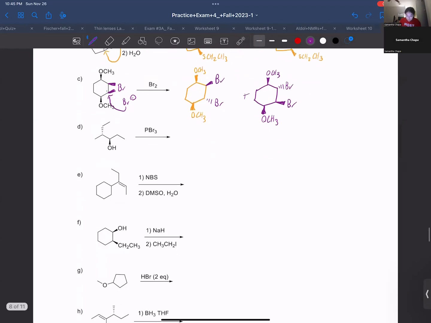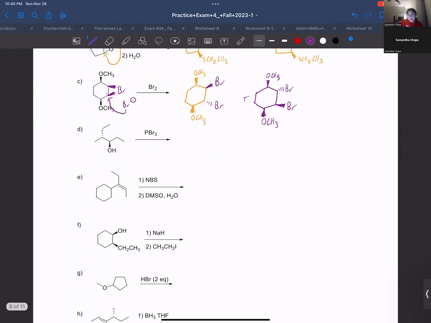Cool. Next one, PBr3 is an inversion of stereochemistry and adds a bromine instead of the OH group. Again, I'm not going into the mechanism, but I can tell you a little bit about the notes for it or how to go about it fast. Again, it's inversion of stereochemistry of the OH group, and you're just adding the bromine.